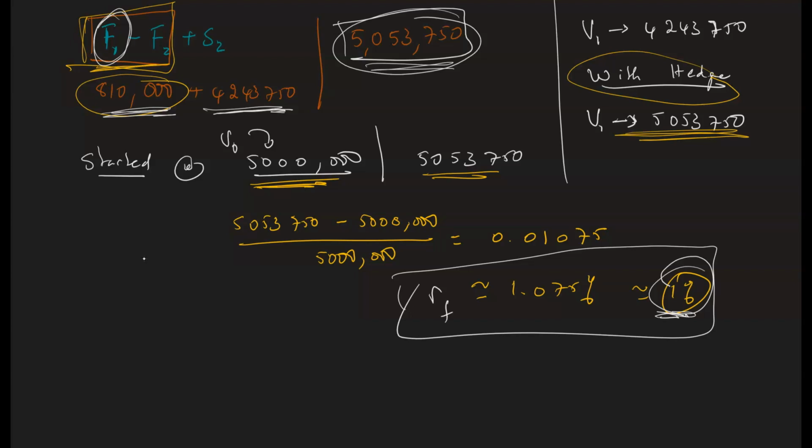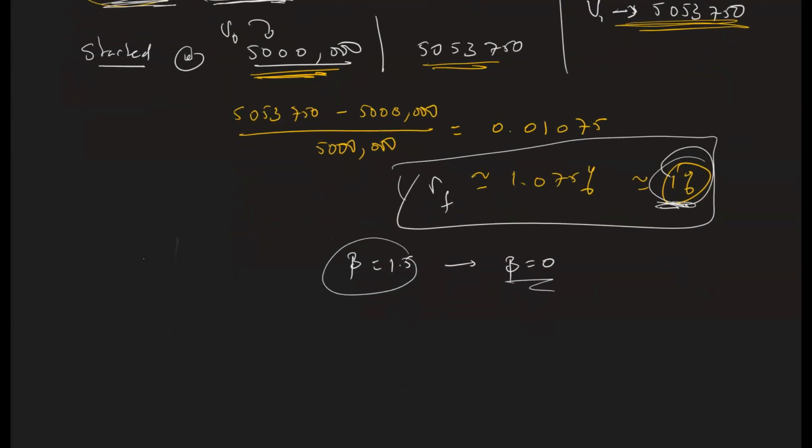Now, the 5,053,750 is nothing else but a return of 1% on the 5 million that we started with. We earn 1%, which is equal to the risk-free rate. Now, what is the beta of a risk-free portfolio? The beta of a risk-free portfolio is equal to 0. So ultimately, by hedging, we were able to reduce the beta of our portfolio from 1.5 to 0.